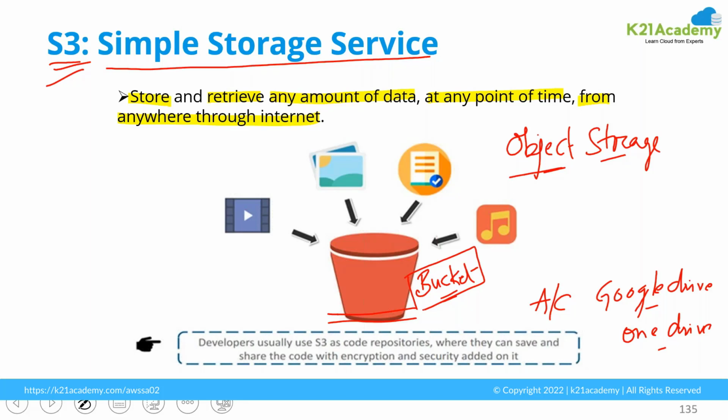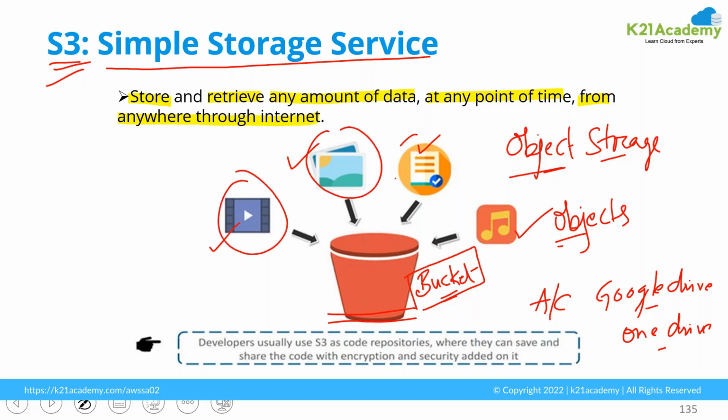In the bucket, you can upload the files. The files which are uploaded in the bucket could be a video file, a picture file, a code repository, or a music file. Whatever type of content, platform independent content, can be loaded into the buckets. When you upload this content into the bucket, they are referred to as objects. So this is an object, this is an object, this is an object, and this is also an object. The bucket does not consider them as video, pictures, or music files. It considers them as objects and stores them as objects.